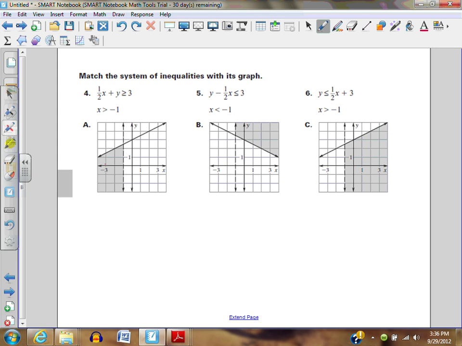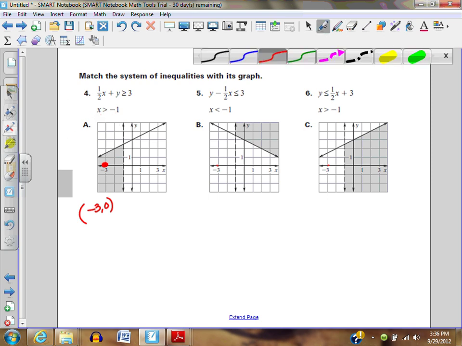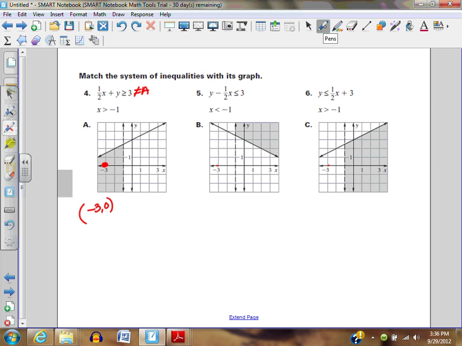On this one, the solution is negative 3, 0. The solution isn't negative 3, 0 on those two, is it? So I need to see which one A will fit into. So if I use negative 3 for x, is negative 3 greater than negative 1? No, it's not. So number 4 cannot be A.